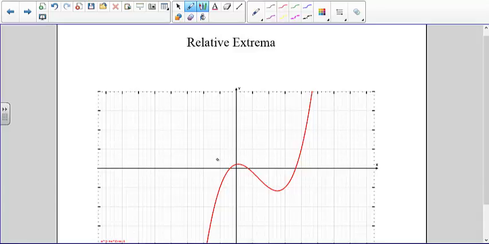So let's just write that out. This would be what we call a relative or local maximum. And this would be a relative or local minimum.